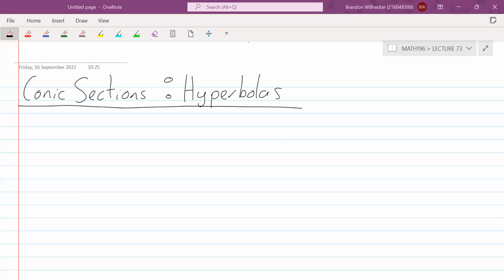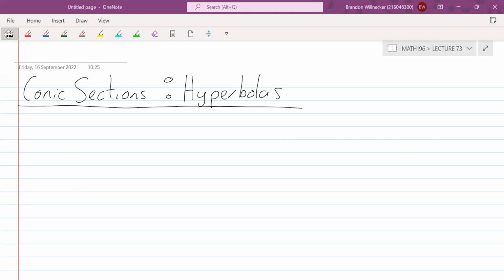Hi everyone. So today we're going to finish off with conic sections. First we're going to look at hyperbolas, the third conic section that we looked at last time. And then we're going to relook at the definition for an ellipse and a hyperbola and how we can go from that definition to the Cartesian form of those two curves.